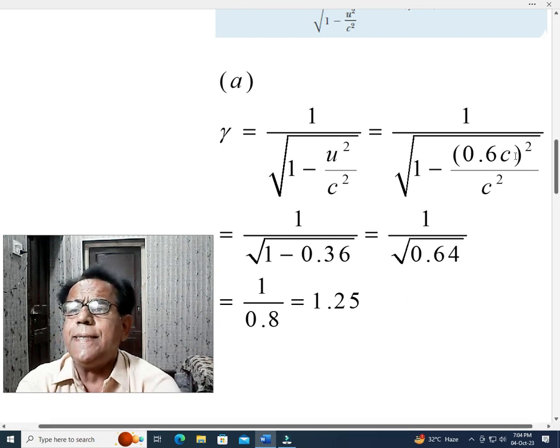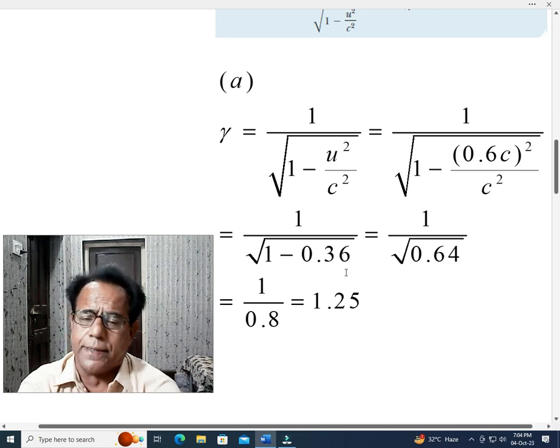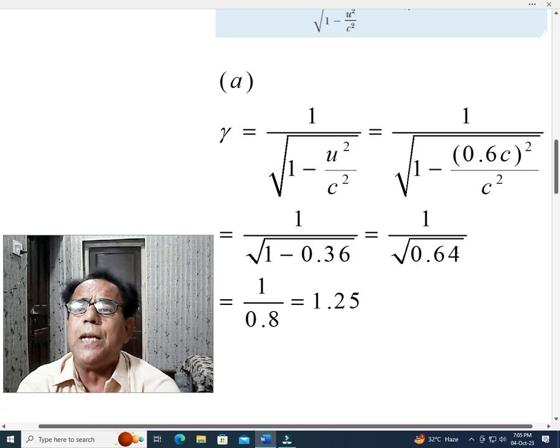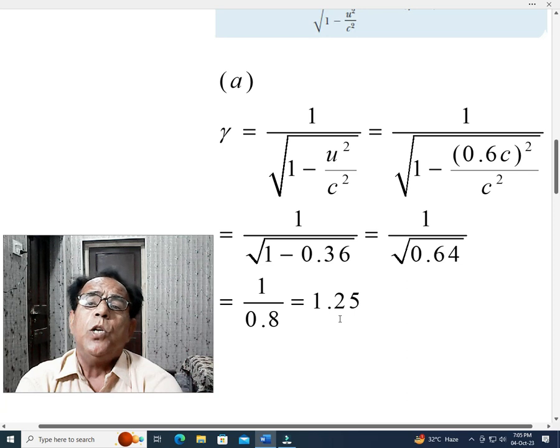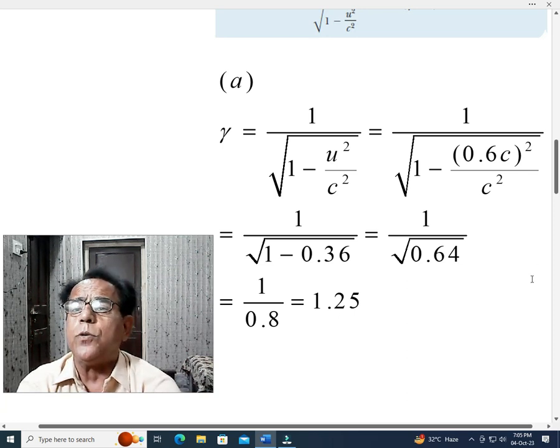Actually, this c square will be cancelled out with this c square, and the square of 0.6 is 0.36. When we subtract this quantity from 1, we get 0.64. When we take the square root of this quantity, we get 0.8. And when we divide 1 by 0.8, we get 1.25. So our Lorentz factor gamma has become equal to 1.25.